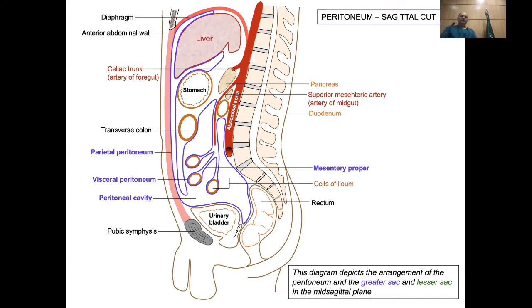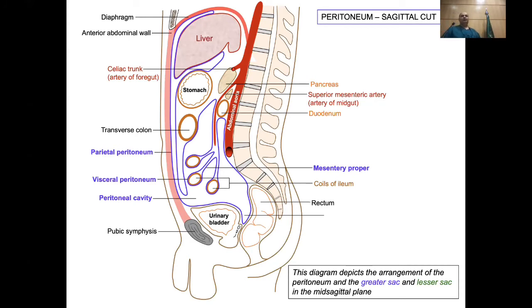So you're looking at the coils of the ileum. Now, you can see that it's dipping in between my urinary bladder. Gallbladder is also a bladder. But when we use the term bladder, we mean urinary bladder. So between my urinary bladder and in front of my rectum, it's an example of a pouch between rectum and bladder.